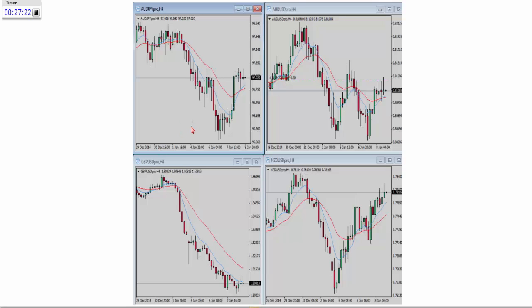Well, when it comes to Forex, you don't have volume. You have volume, of course, but you don't really look at it as you would with equities, right?